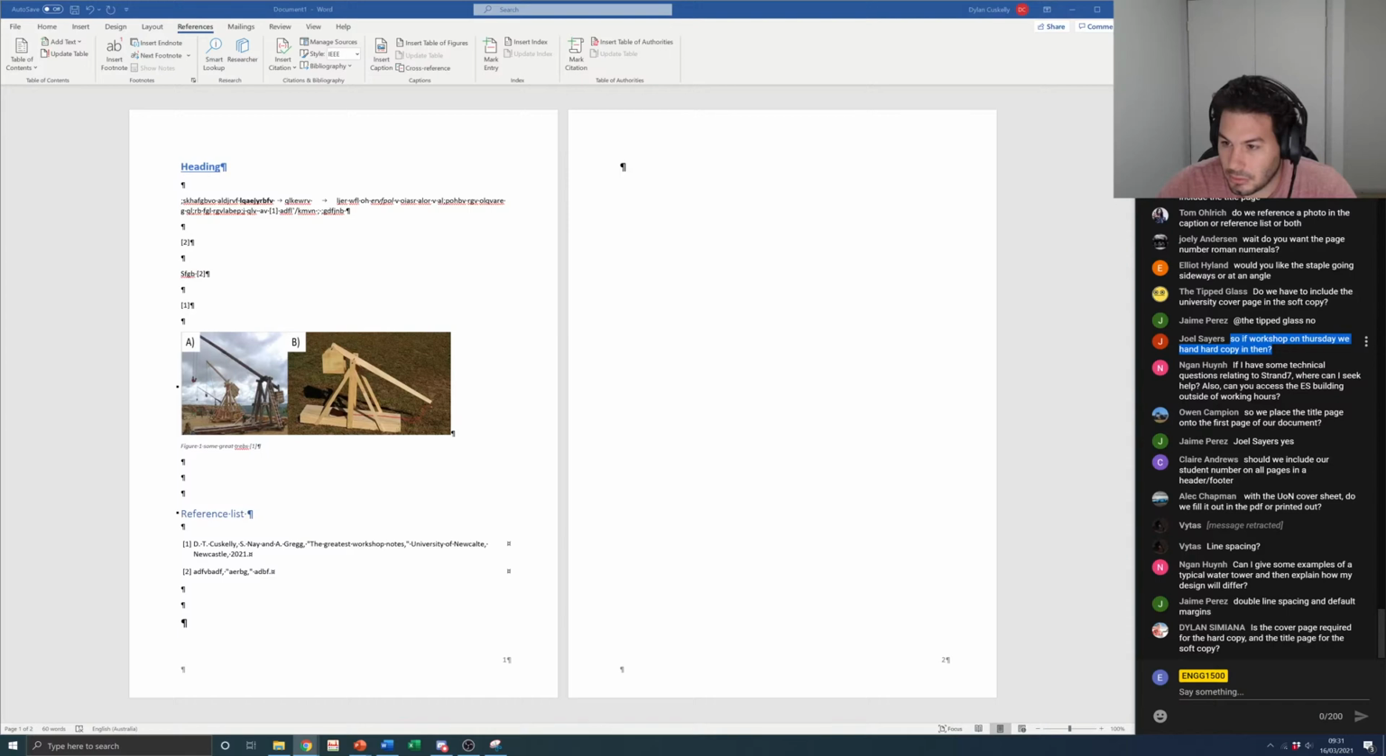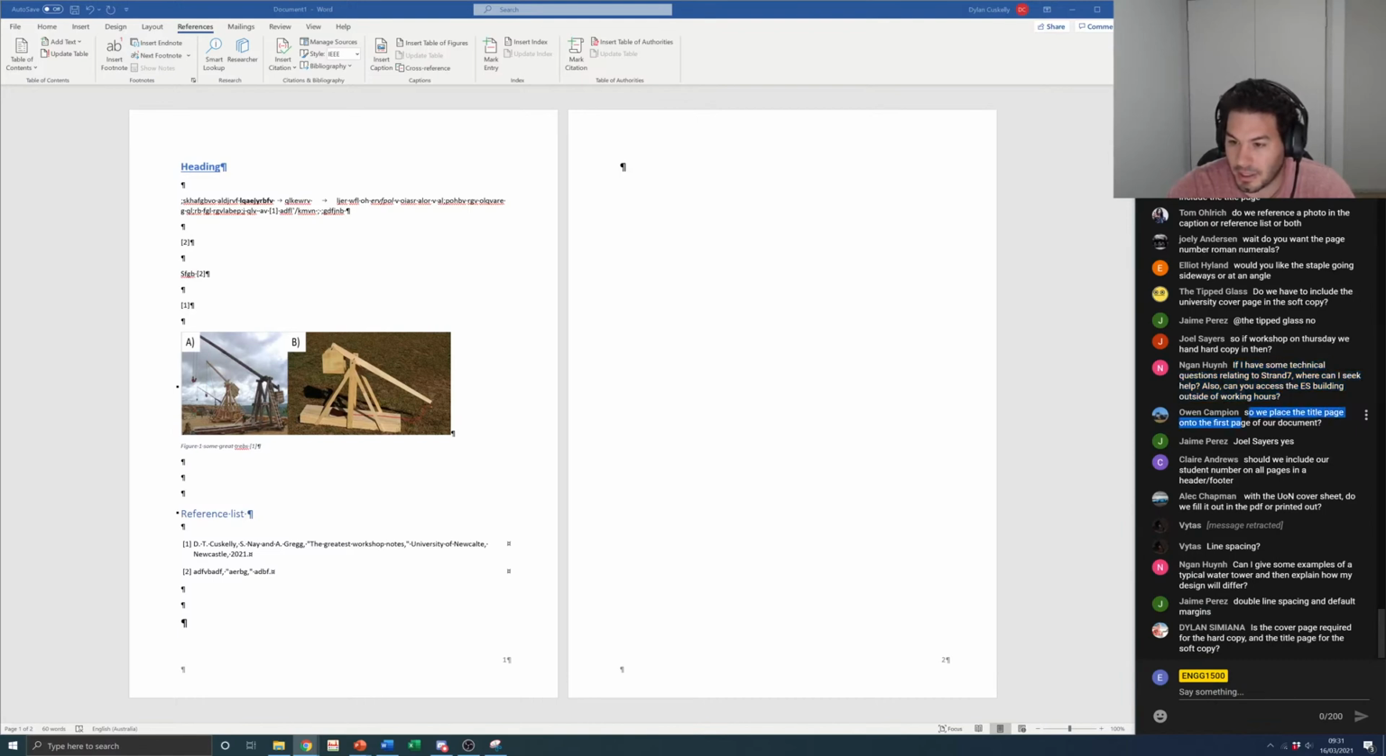If your workshop is on Thursday, you hand the hard copy in then, yes, correct. Soft copy on Monday for everybody at 5 o'clock, regardless of when your workshop is. That makes it fair. And then hand in your hard copy in your workshop. That makes it reasonable. Technical questions about Strand 7, prep them and ask them in your workshop.